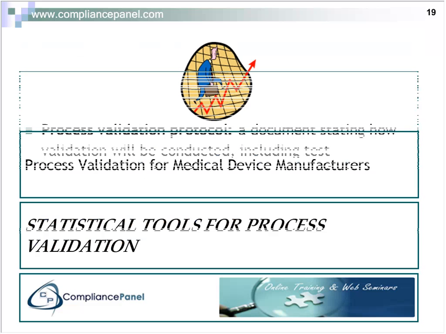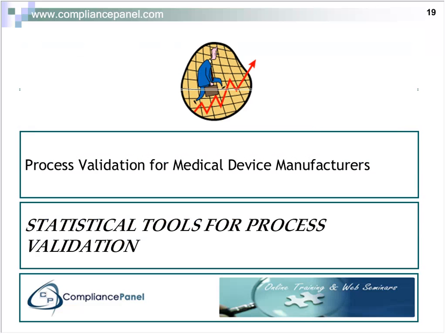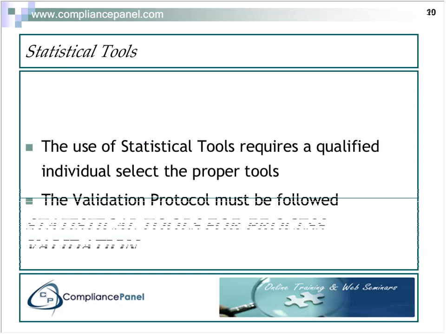So now we've got a protocol. We know there's 3 phases, and we're going to perform that. One of the things I mentioned is statistical tools. Statistical tools are an important part of process validation, and we're going to go through some examples here of some tools that you might find that will be very helpful in performing process validation.